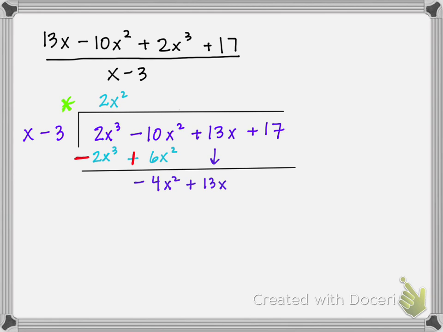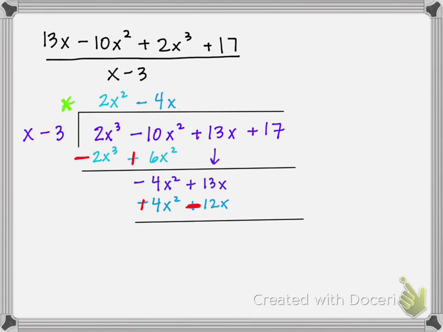And then from here, I'm going to go back and say, okay, so what times x gives me negative 4x squared? Well, in that case, it'd be negative 4x. Now I'm going to multiply negative 4x times each of these statements over here. So negative 4x times x, and then negative 4x times negative 3. And I get negative 4x squared plus 12x. Again, I'm going to grab my red pen. I'm going to change the symbols. The first one now becomes a positive. The second one becomes a negative. And then I'm going to combine those terms.